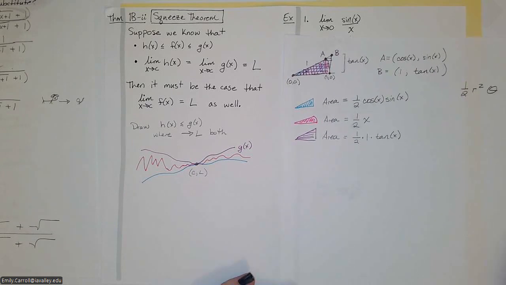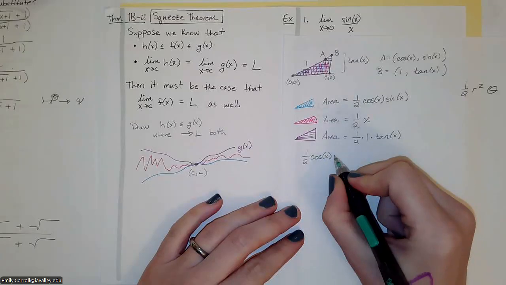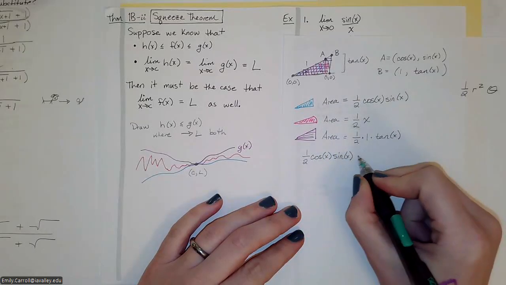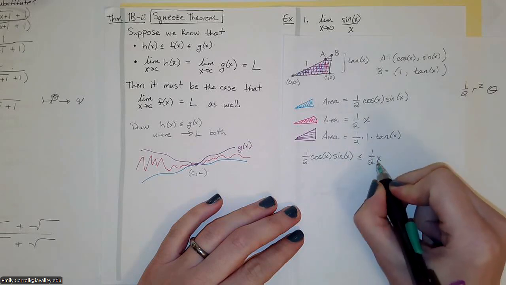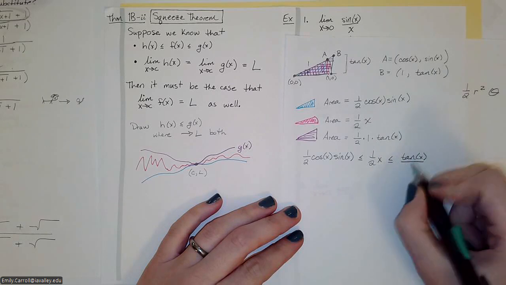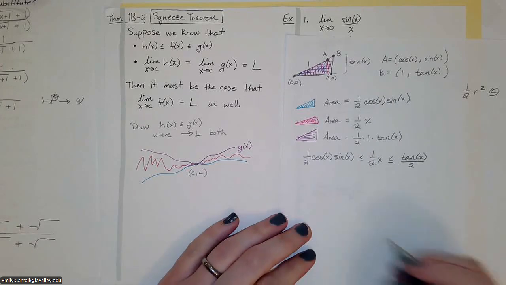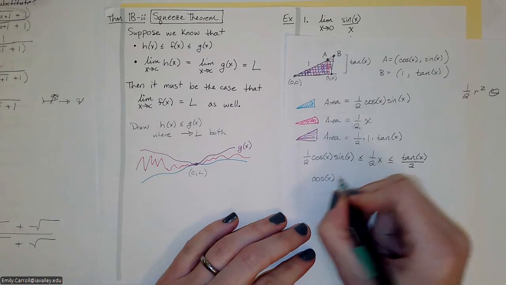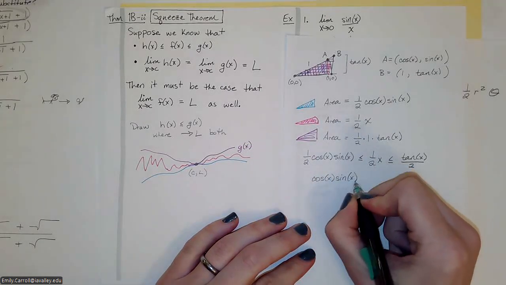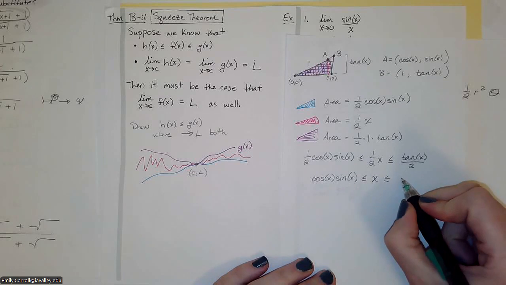Okay, so comparing those areas, we know that 1/2 cosine of x sine of x is less than or equal to 1/2 x, which is less than or equal to tangent of x over 2. Now that 2, it's appearing in all three of those expressions there. Let's multiply everything by 2 and clear that out. And while I'm at it, I'm going to rewrite tangent as sine over cosine.